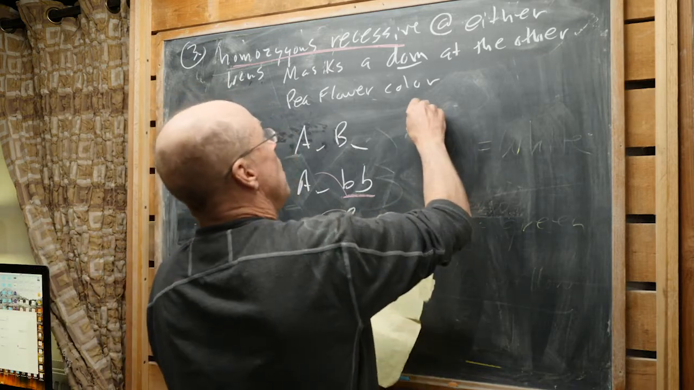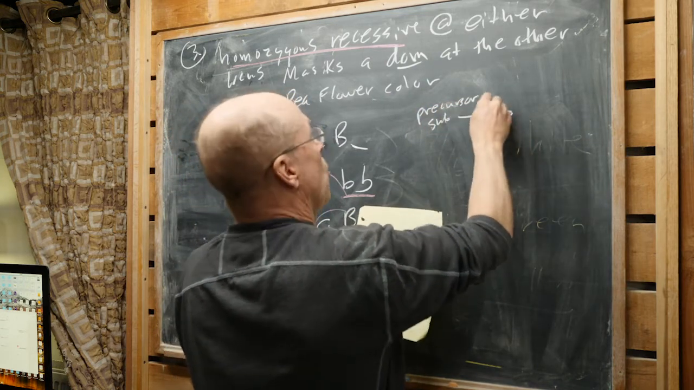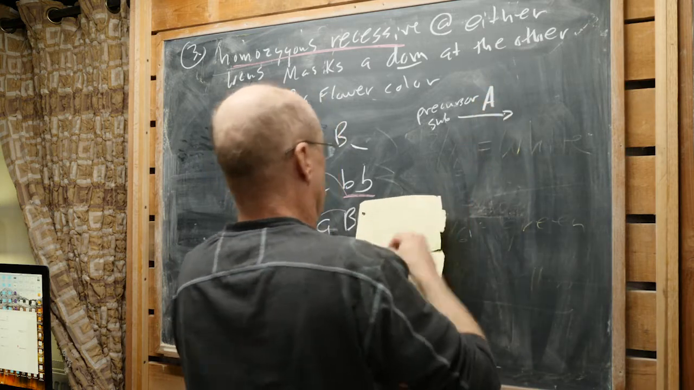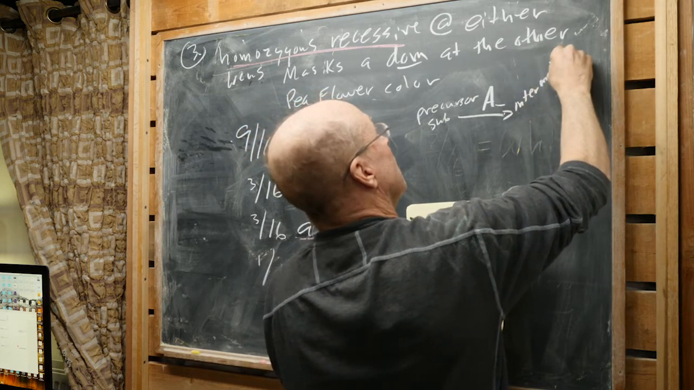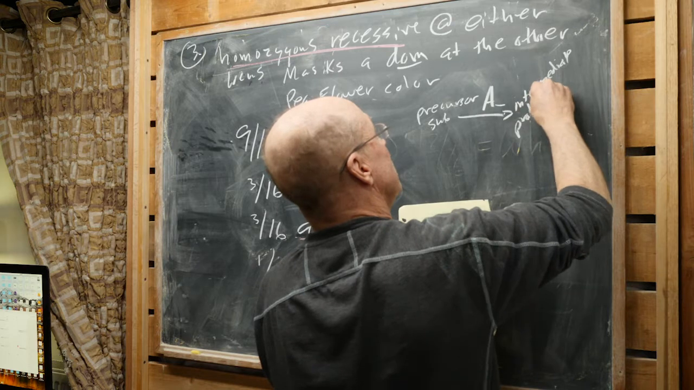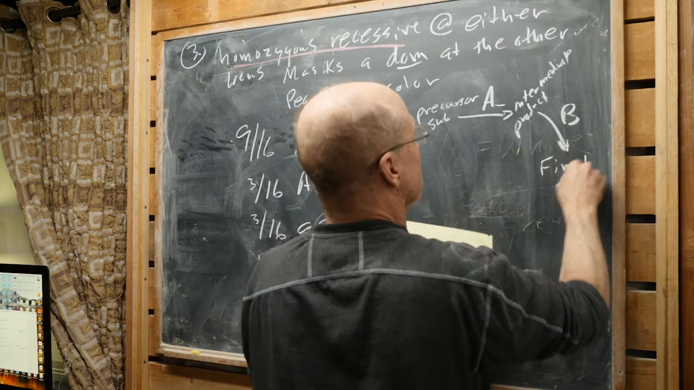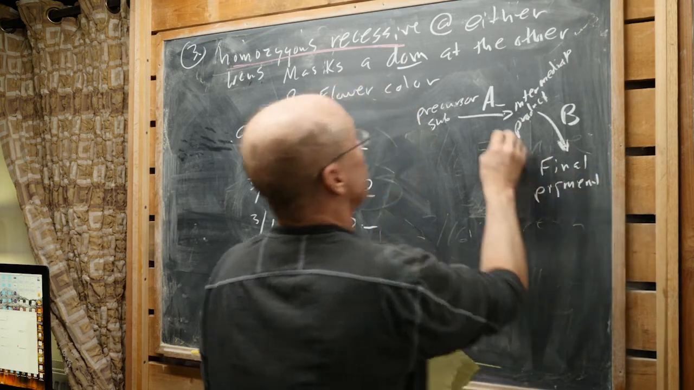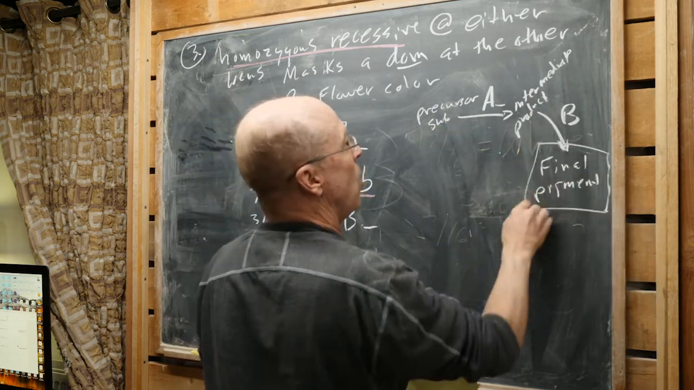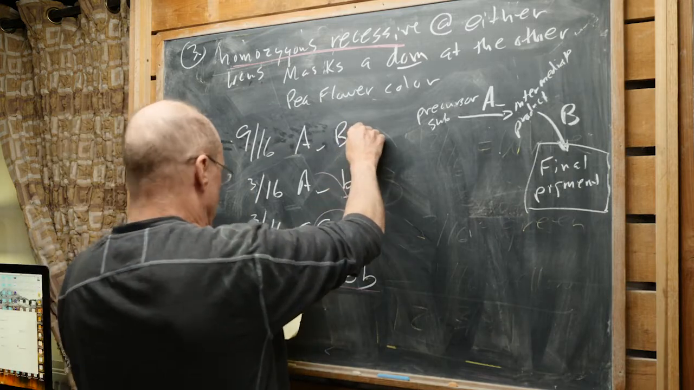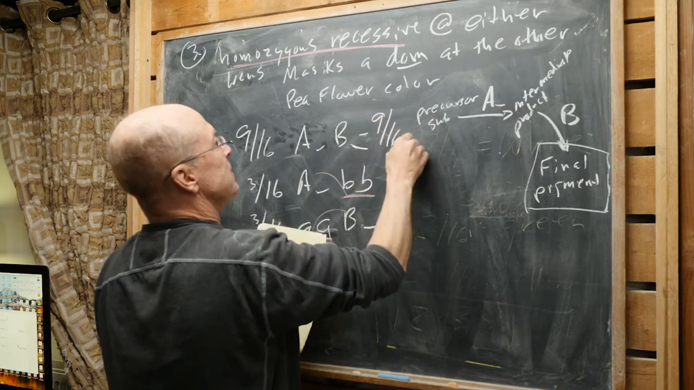That basically means, here's what it looks like. Pea flower color: you have a precursor substance, and that requires gene A, and then you have an intermediate product that's been biochemically changed, and then you have big B that is required for the final pigment. So you can see that if you're recessive here, you can't go. If you're recessive here, you can't go. The only way to get colored is to go all the way. So this is the only way to get purple. 9/16 is purple.